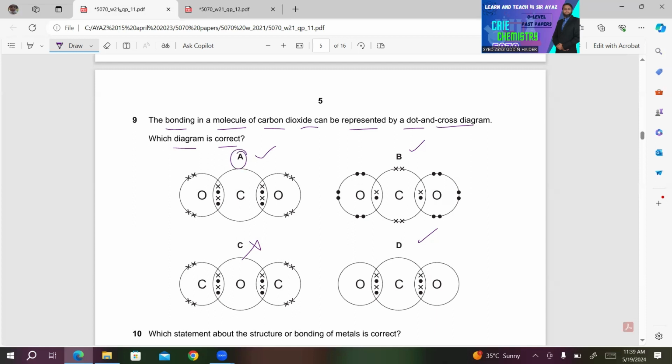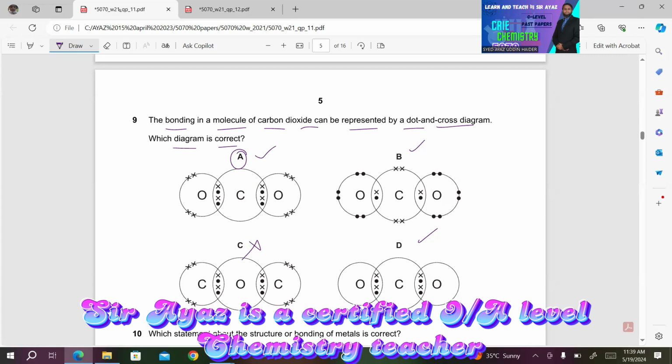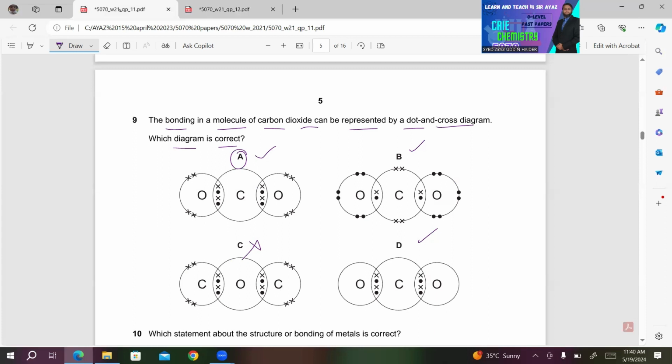In B, you see the number of valence electrons for carbon, they are showing 6, which is incorrect. It has 4 valence electrons, and furthermore, they are sharing 1 valence electron with oxygen. Also with the oxygen, they are sharing 1 valence electron with the carbon atom. This is also incorrect.